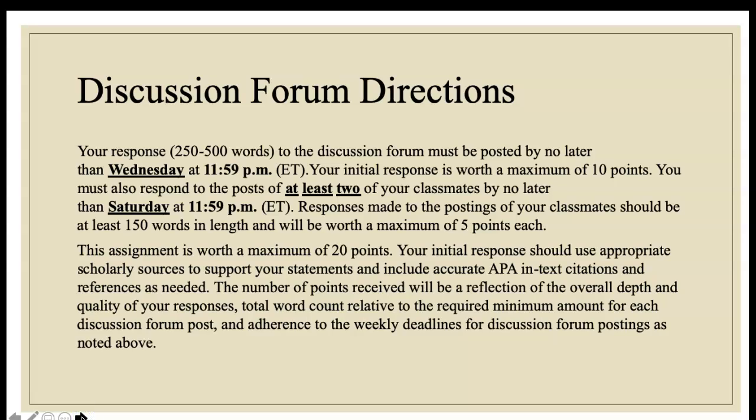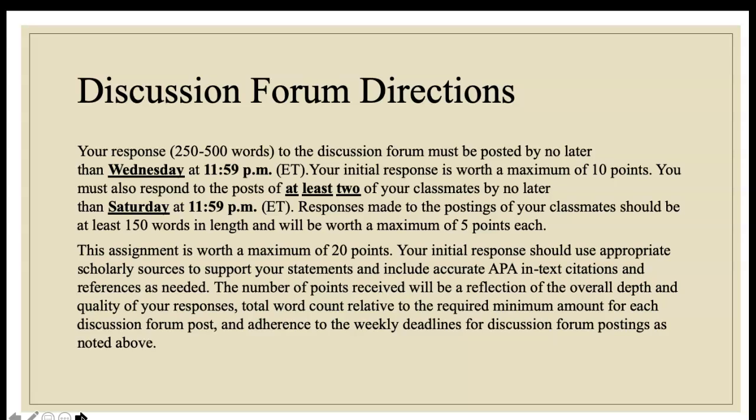Discussion forums are also due by Saturday at 11:59 p.m. Your initial response should be 250 to 500 words and posted no later than Wednesday at 11:59 p.m. That response is worth 10 points. You must also respond to at least 2 of your other classmates, with each of your peer responses being worth 5 points for a total of 10. Your peer responses should be at least 150 words in length.